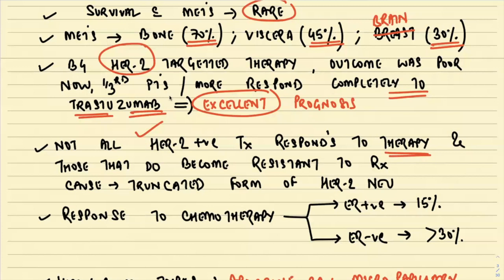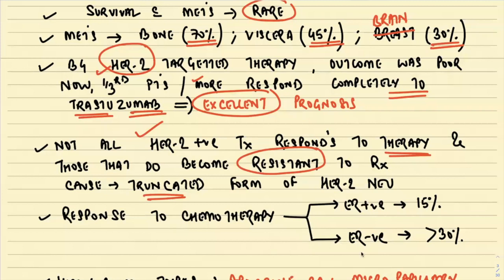Not all of the HER2 positive tumors are responding to therapy. So that is a problem. As I told you, only 1/3 or a little bit more, less than 2/3 patients are responding to the trastuzumab therapy. But even those who are responding, they are becoming resistant to the therapy after few years, because this HER2/neu becomes truncated form. So the truncated form of HER2/neu is resistant to trastuzumab therapy as well.